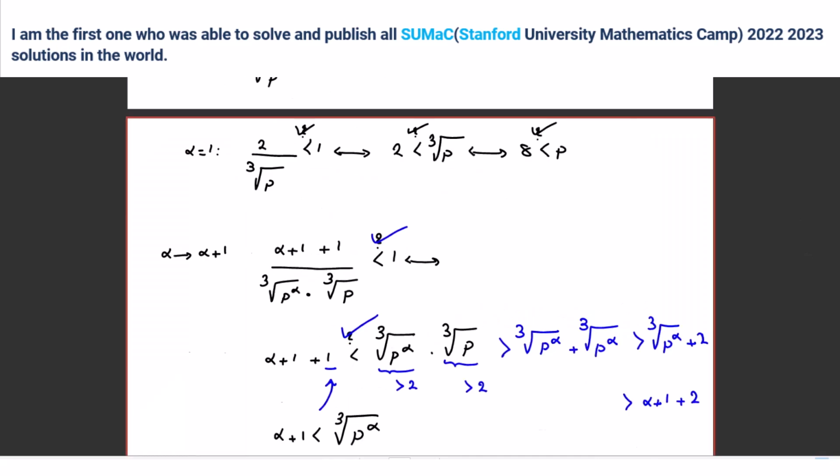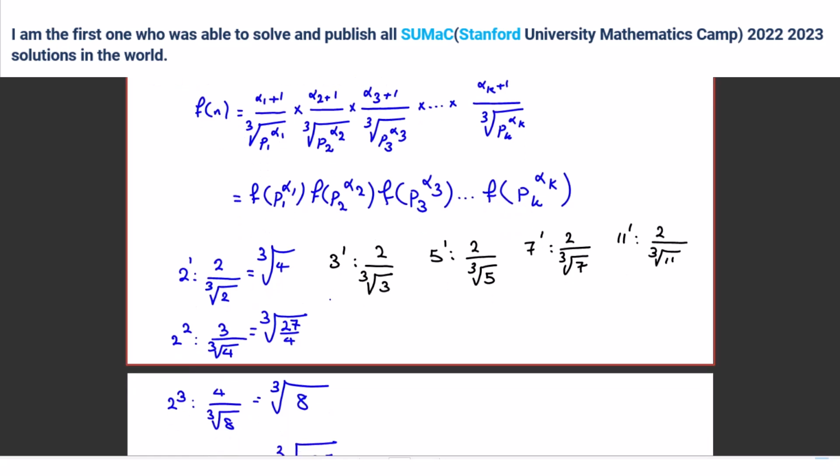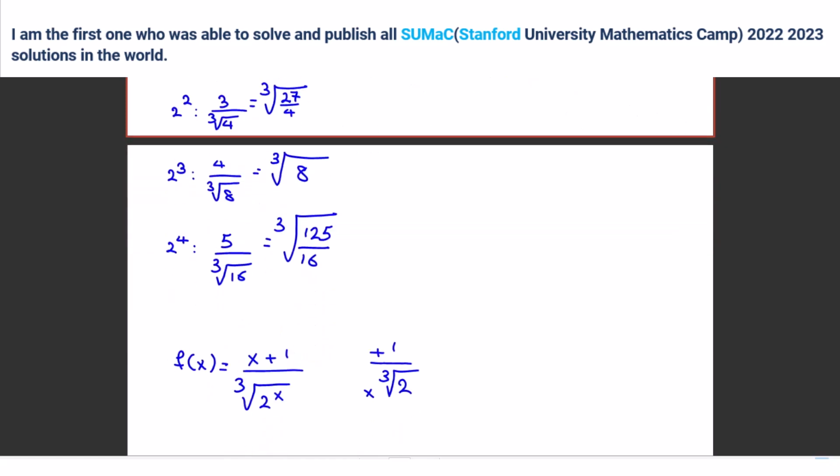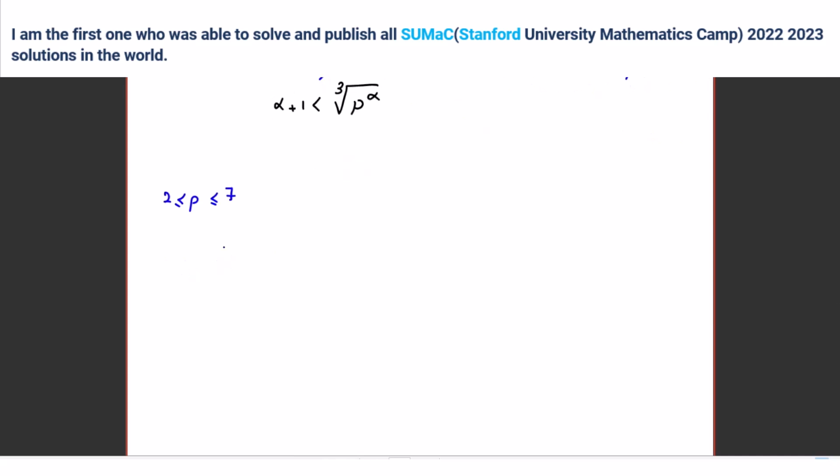So you need to only check until P7, right? 2, 3, 5, 7. But for each of them, we should find the maximum power. So for the next part, we can say P is greater than 2, less than 7. And you want to find the maximum of alpha plus 1 over cube root of p to the alpha, right?